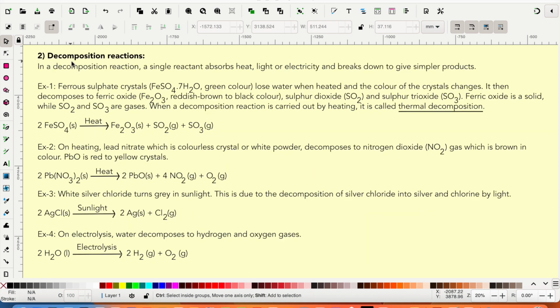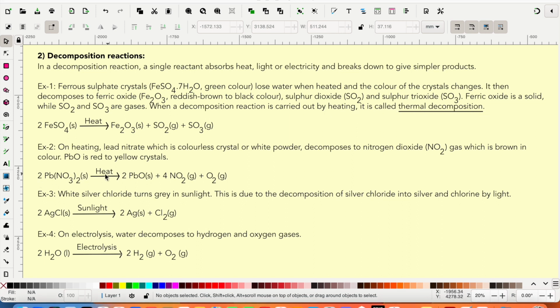Now let us talk about decomposition reactions. In a decomposition reaction, a single reactant absorbs heat or light or electricity and breaks down to give simpler products. Let us see a few examples of it. First example, ferrous sulfate crystals, which are green in color, lose water when heated and the color of the crystals changes. It then decomposes to ferric oxide, Fe2O3, which is reddish brown to black in color, sulfur dioxide gas and sulfur trioxide gas. When a decomposition reaction is carried out by heating, it is called thermal decomposition.